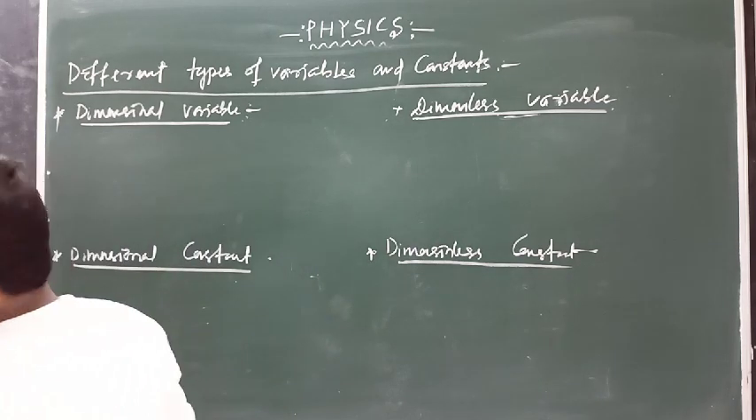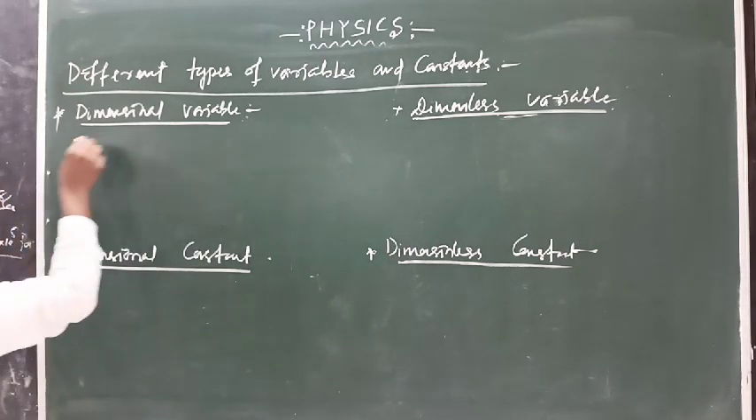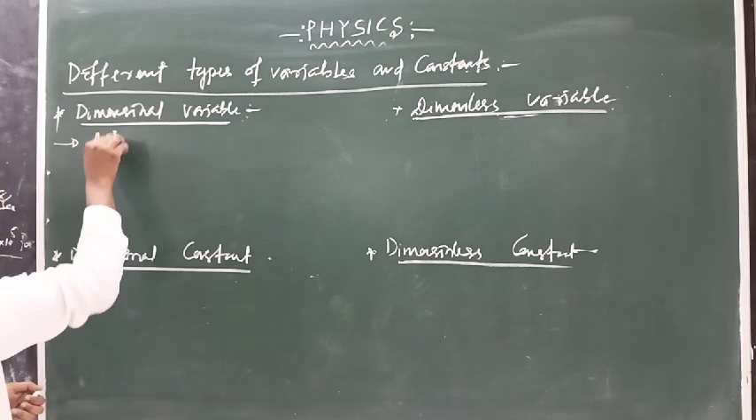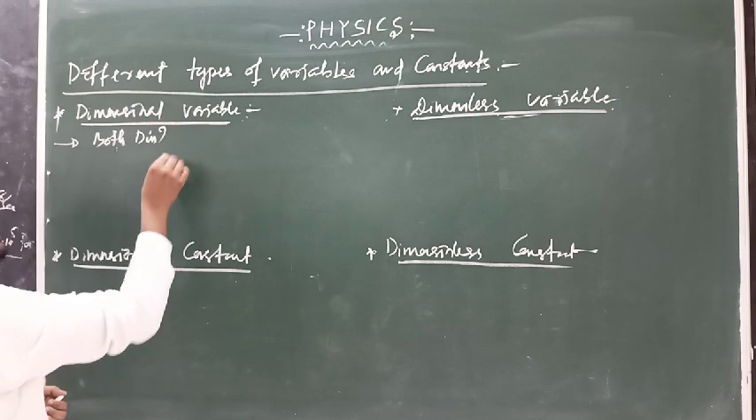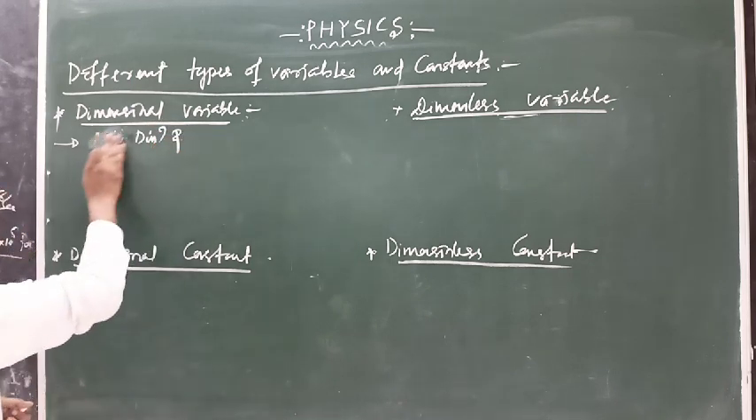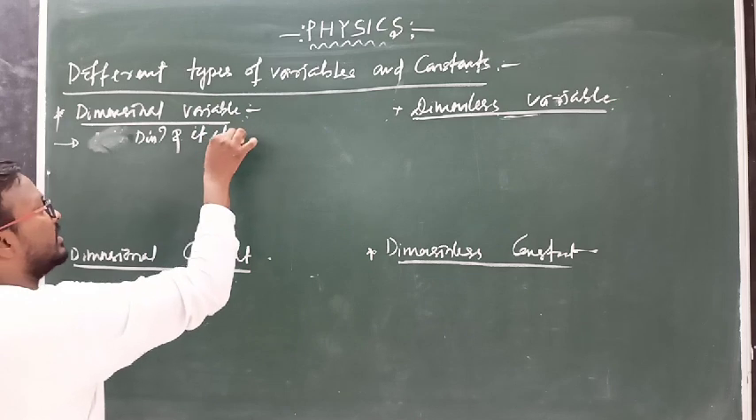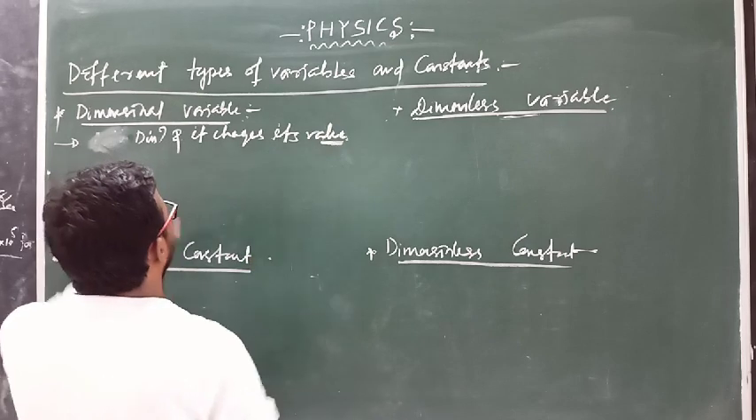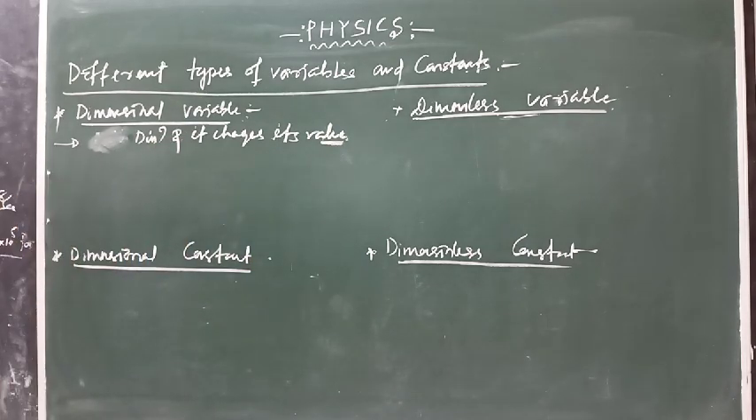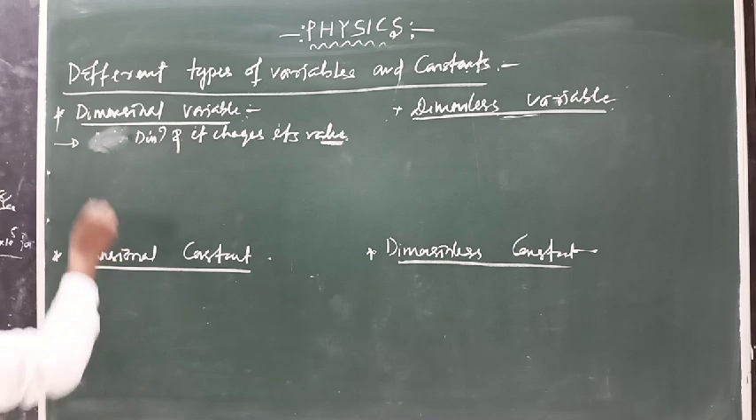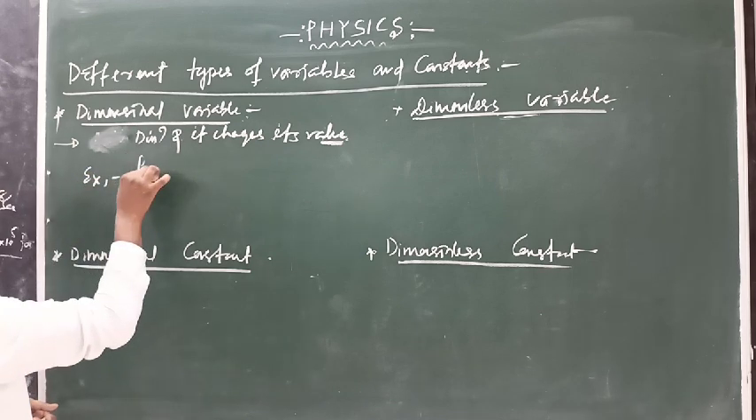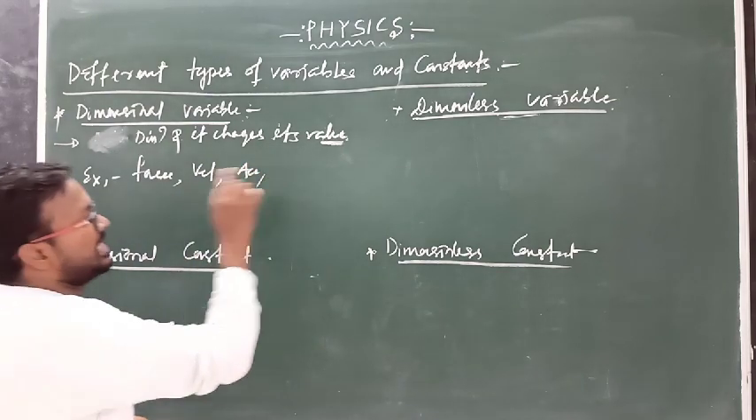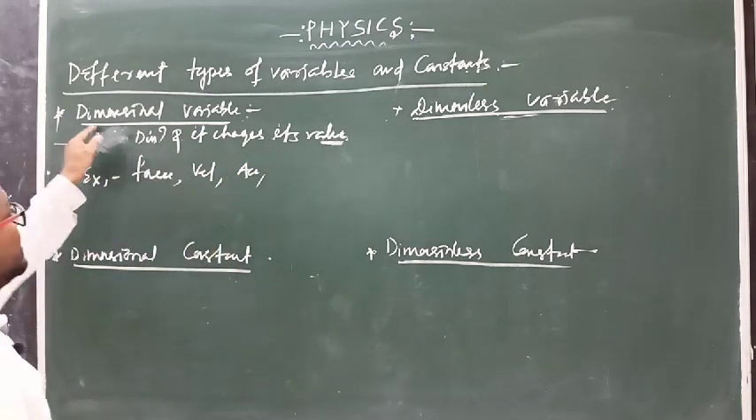So what is dimensional variable? It is the type of physical quantity which possesses dimension and it changes its value. That means this type of physical quantity has no fixed value. Example, that is force, velocity, acceleration. These are the physical quantities under dimensional variable.